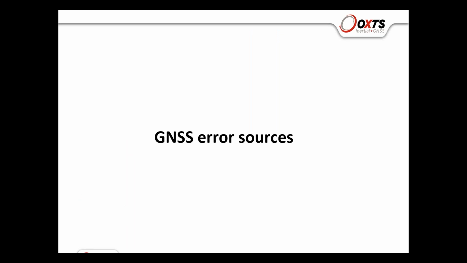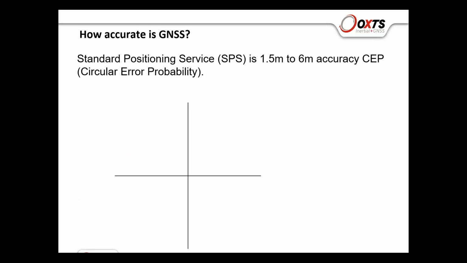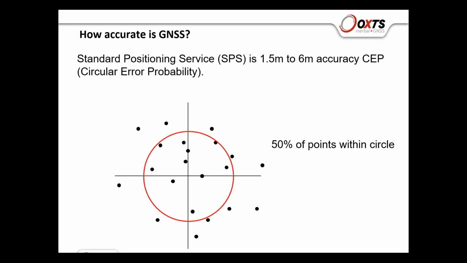So what are the error sources associated with GNSS? Well, first of all, let's look at how accurate GNSS actually is. We tend to quote GPS accuracy in the region of 1.5 to 6 meters CEP. And CEP refers to the radius of a circle in which 50% of the values occur. So if we quote a CEP of 5 meters, then 50% of the points lie within that circle of a 5-meter radius.